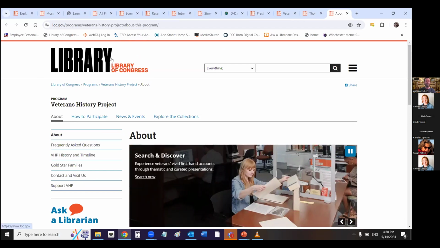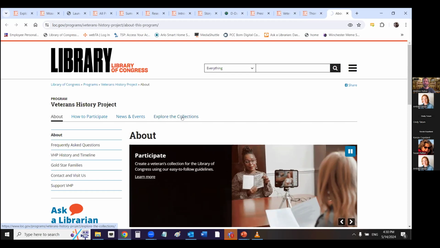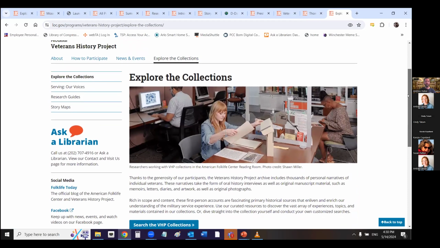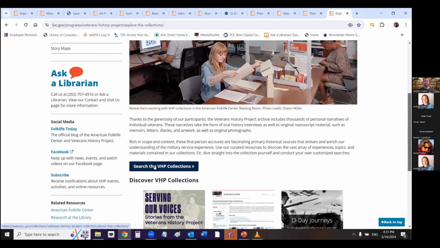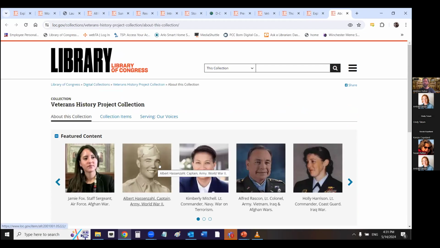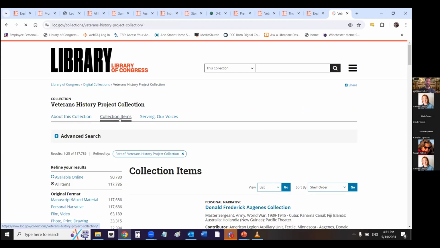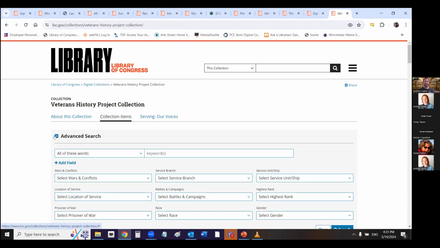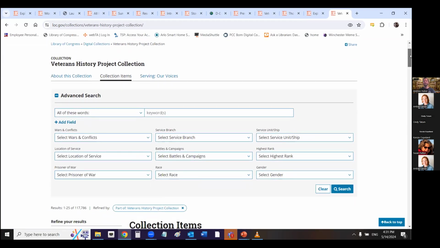From loc.gov/vets, our homepage, you have to go to Explore the Collections. Then you go to Search the VHP Collections. And then you're not done yet, because you have to go to the Collection Items tab and then expand out the advanced search. Again, I don't know why they made it this complicated.